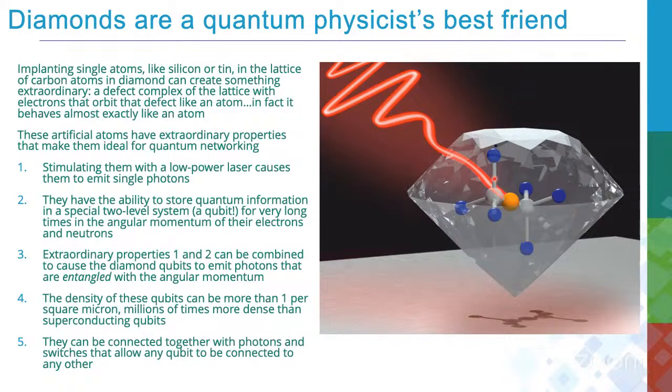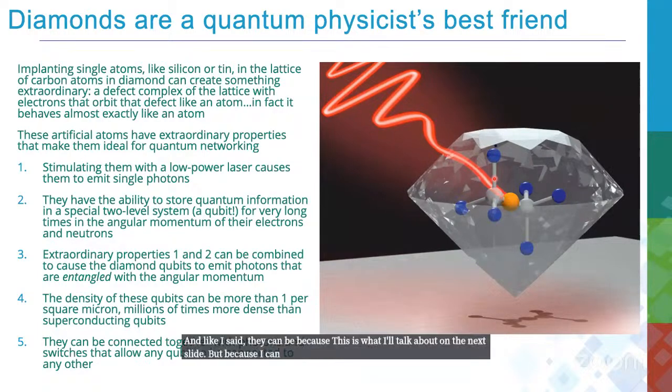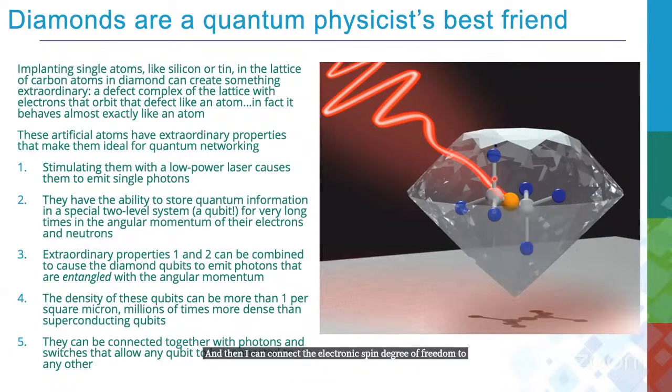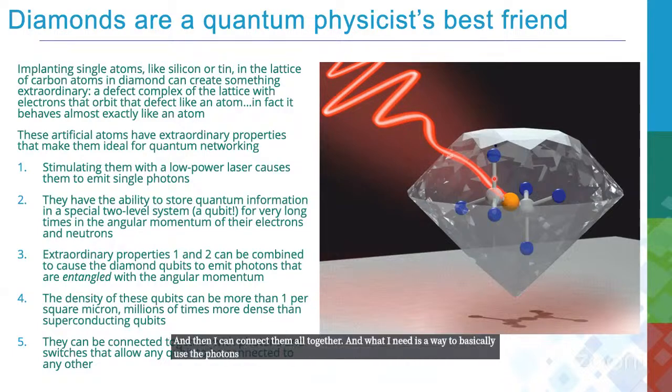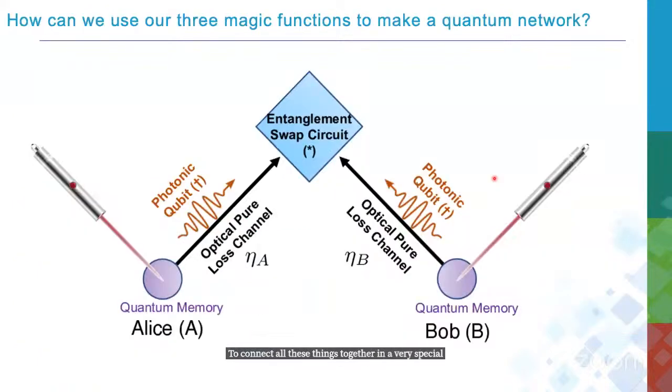And this is what I'll talk about on the next slide. Because I can get light to interact with that electronic degree of freedom, and then connect the electronic spin degree of freedom to the nuclear spin degree of freedom, I essentially have the ability to use light to connect a bunch of these things together. So I can have a very high density of them, and then I can connect them all together. What I need is a way to use the photons that can interact with the system, and a bunch of beam splitters and switches, which I'll tell you about in the next couple of slides, to connect all these things together in a very special way. So this is essentially the way that we're going to use them.